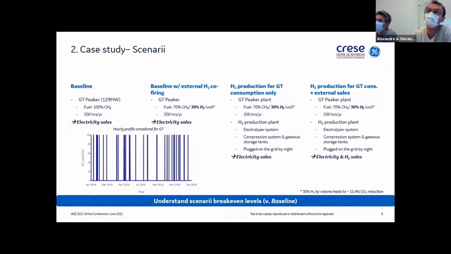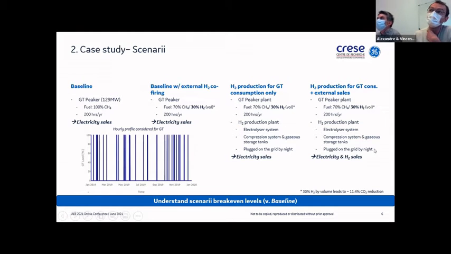Then we have the baseline with external H2 co-firing. Why put some hydrogen inside the gas turbine? Well, obviously to reduce CO2 emissions. So here we've assumed we mix 30% hydrogen with natural gas, with methane. And in the second scenario, we buy the hydrogen externally. And so then we've compared it to the baseline.